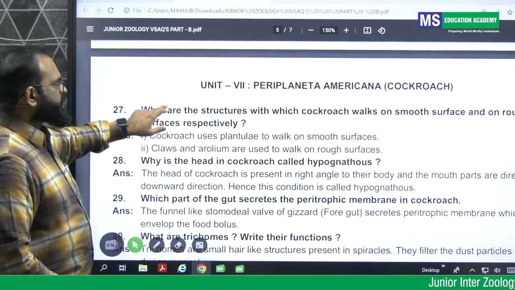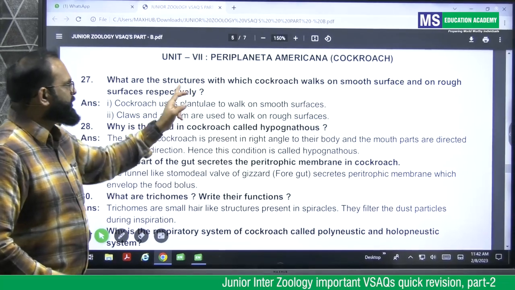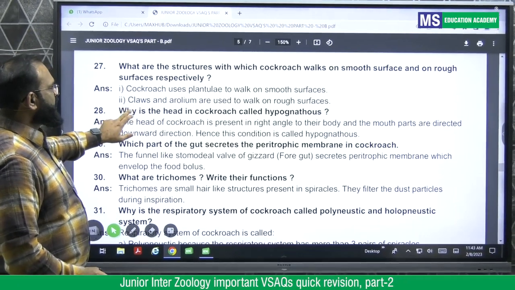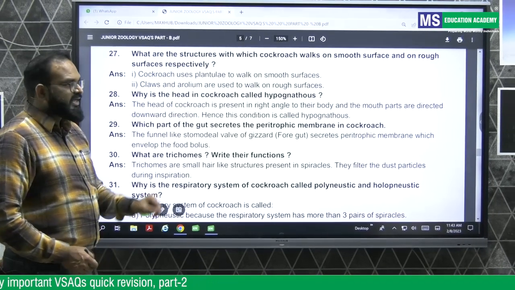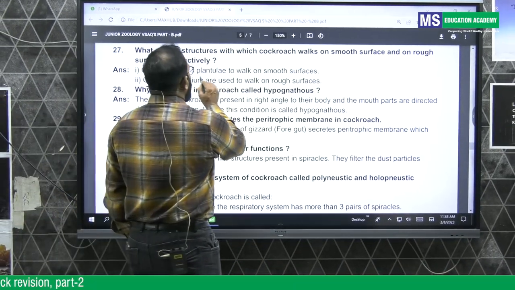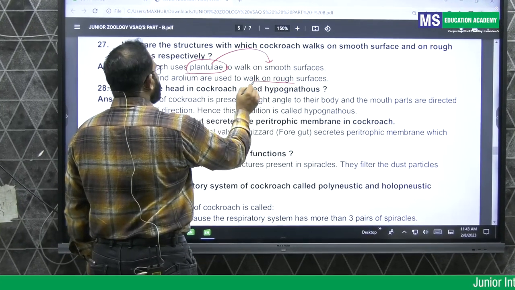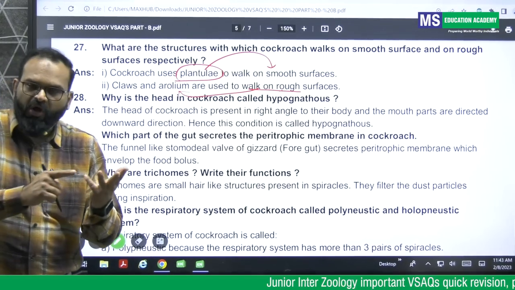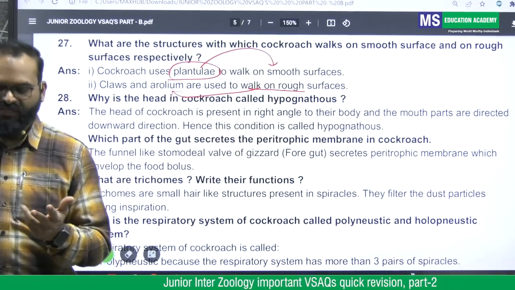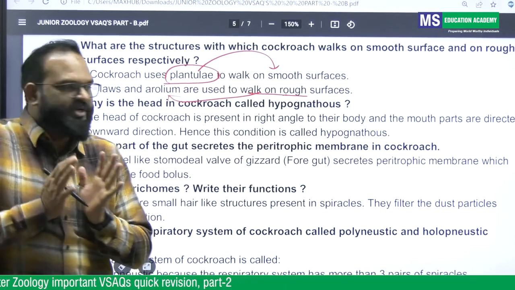Next, let us focus on the cockroach topic, Periplaneta americana. Structures which help to walk on smooth and rough surfaces. The structures which help to walk on smooth surfaces are plantulae, and which help to walk on rough surfaces, arolium. The words plantulae, smooth surfaces, and arolium, rough surfaces, are important, students.